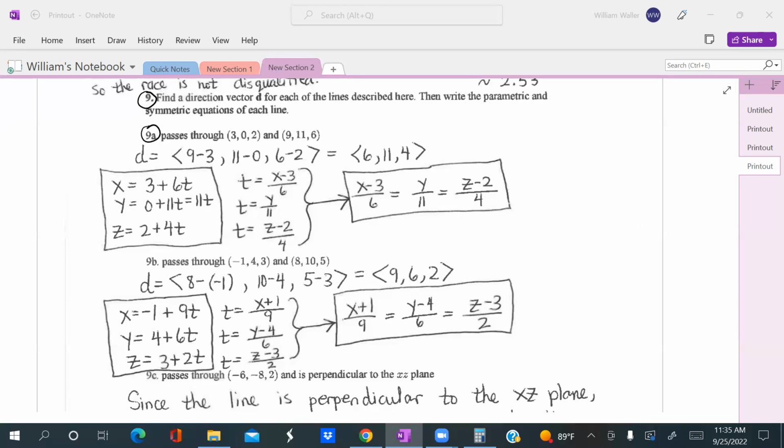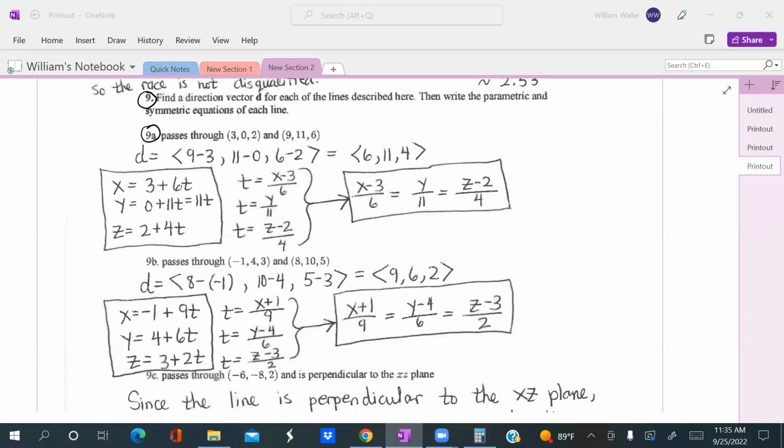So you use one of these points as the initial point, one of these points as the terminal point, and then find the vector that connects these 2 points, with this initial point and this terminal point. And that's easy to do, right, just by taking the difference in the coordinates of the points, correct? So you get that the direction vector for this line is going to be 6, 11, 4.